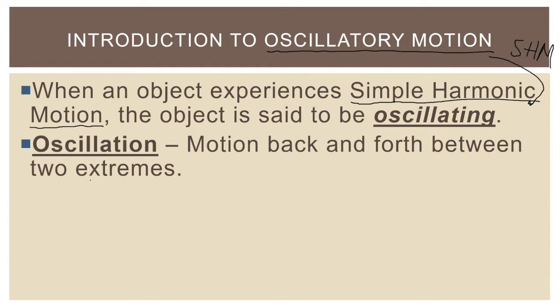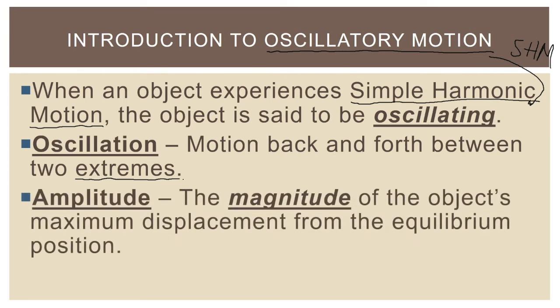Now, of course, we want to talk a little bit about this two extremes part. This idea, the fact that it's moving back and forth between two extremes, should be giving you some idea that the location of those extremes is actually something that's going to prove itself to be very important. That location, the location of the extremes, has a specific name, and that name is the amplitude. So the magnitude of the object's maximum displacement from its original or equilibrium position is called the amplitude. The amplitude is the magnitude of the maximum displacement.